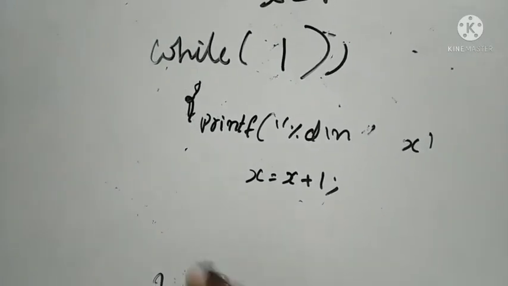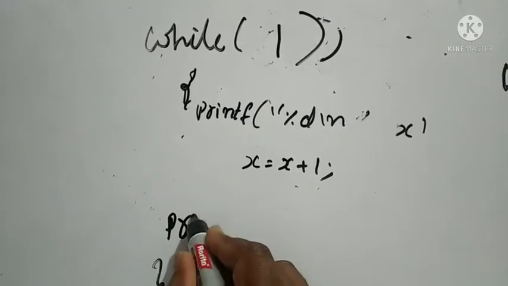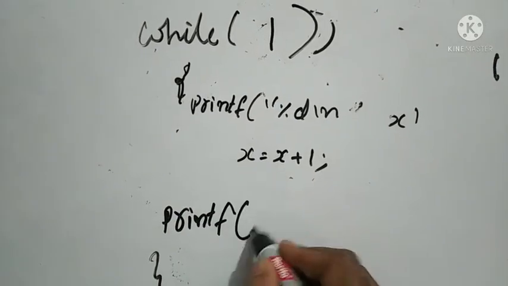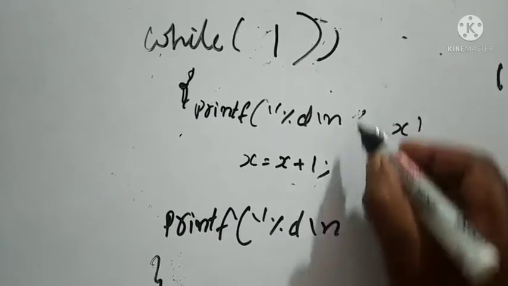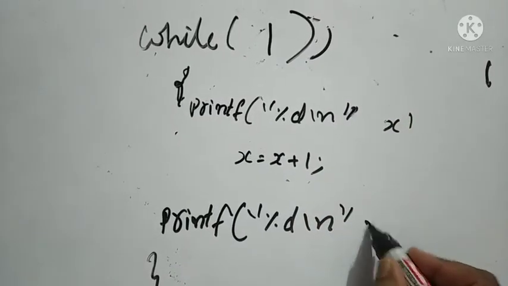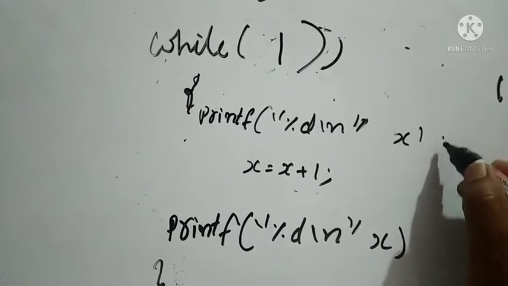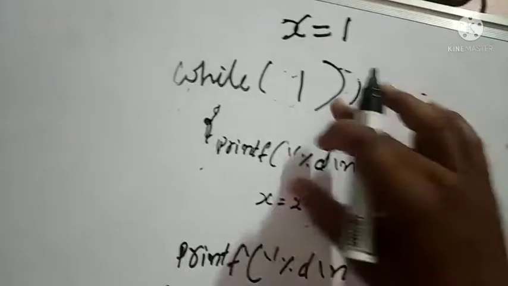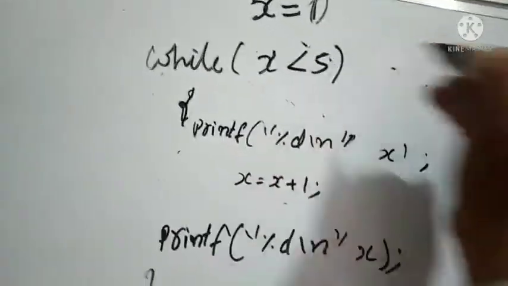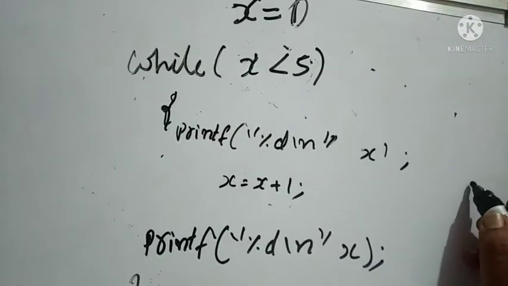Now we will do another thing. printf("%d\n", x). Let us take the same thing once again: x is equal to 0, x less than 5. Can you tell me what happens now?